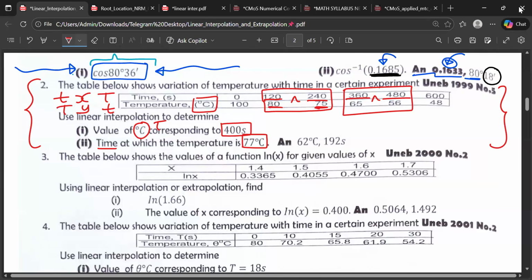Whichever you want. You understand? So you can draw new tables. But as I told you, no need of putting those things. If you just draw your table with the 3 columns and 2 rows, if you're looking for time, small t. If you're looking for temperature, the unknown value, capital T.